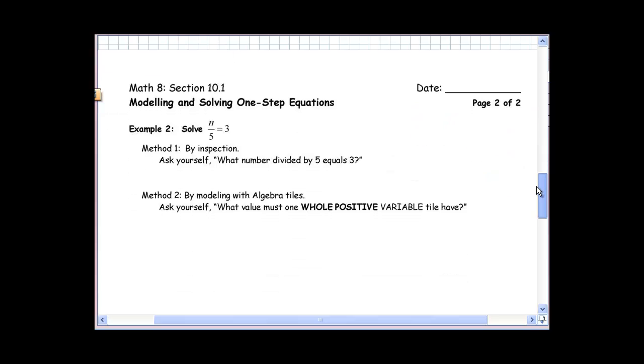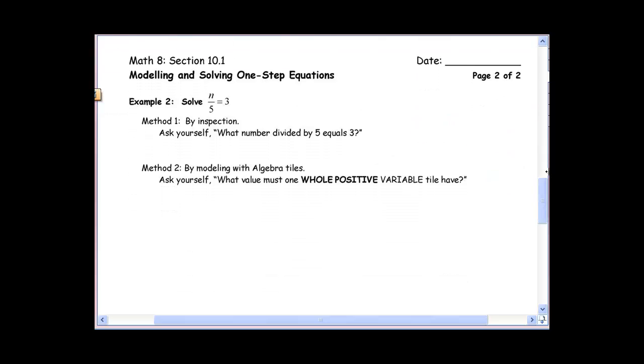So here's another example now. And this time we're asking you to solve a division question. So some number n divided by 5 equals 3. By inspection, that just means you should just know it. Well, what number is that? Something divided by 5 equals 3. If you said 15, ta-da, you are right. Okay. If you can't figure that out right away, well, let me show you how to do them by algebra tiles.